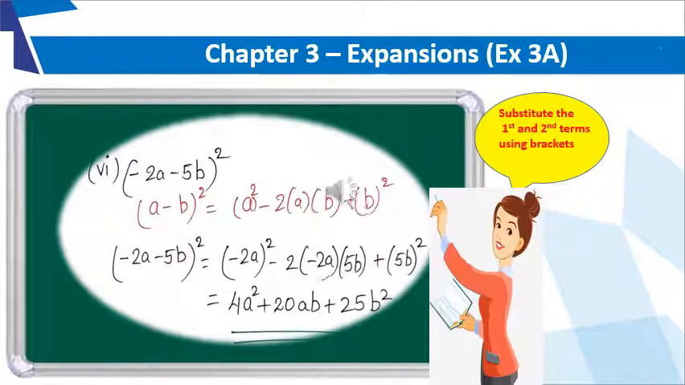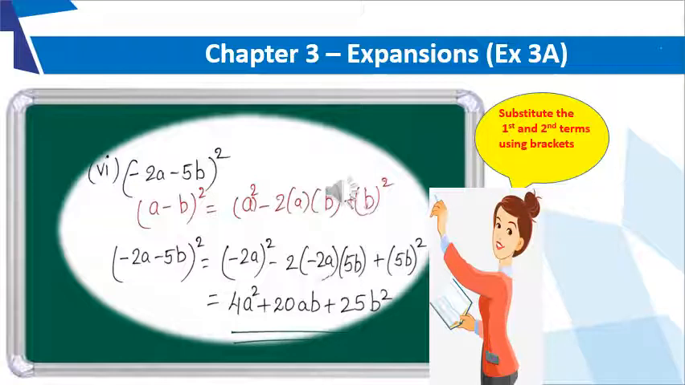Next sum, minus 2a minus 5b the whole square. Substitute the first and the second terms using brackets. When you use brackets, you don't make errors. Here the first term is minus 2a and the second term is plus 5b.